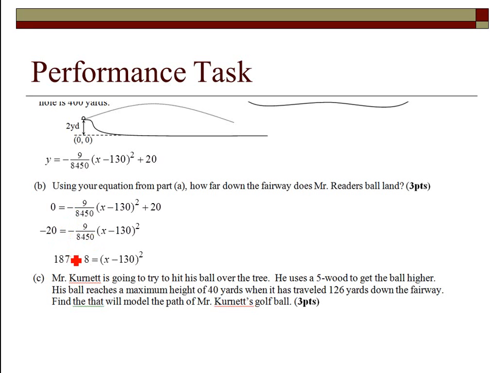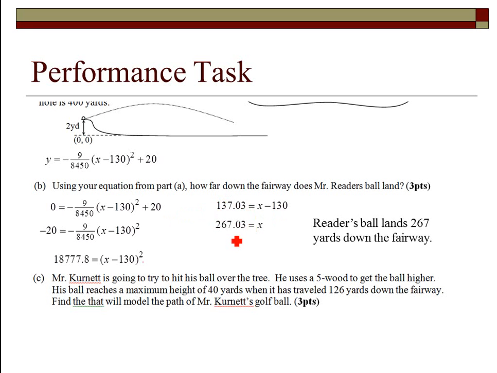You can do it all on your calculator. So I have 18,777.8 equals x minus 130 squared. Take the square root. Normally I would do plus or minus, but the minus won't really matter in this case. I'm just going to drop it off. Add 130. We have 267. So that tells me that Reeder's ball lands 267 yards down the fairway.